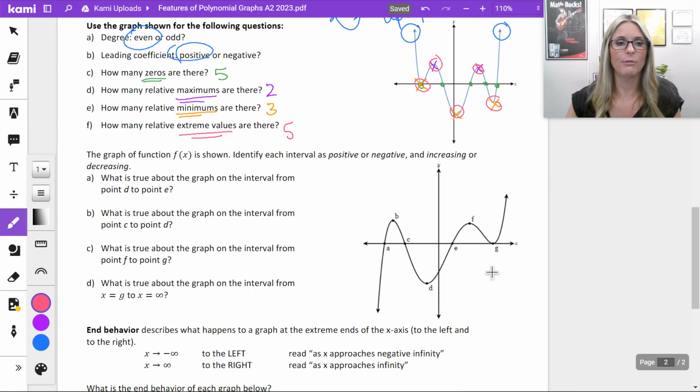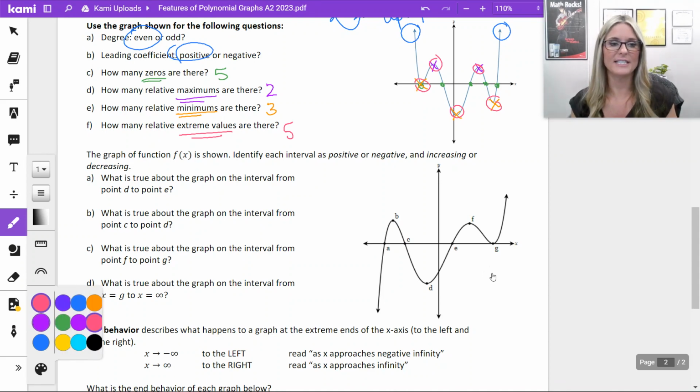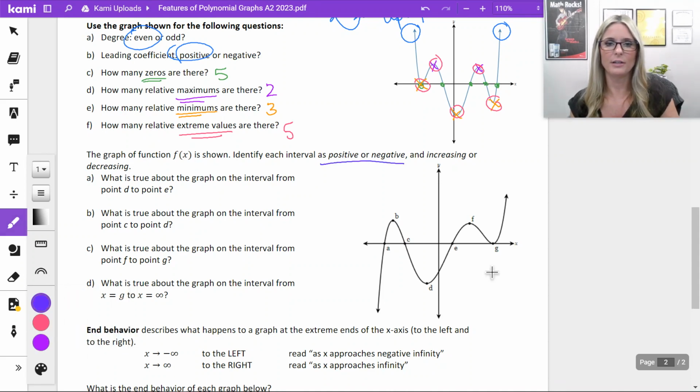We've done this section before. The graph of a function f of x is shown. Identify the interval as positive or negative, and then increasing or decreasing. So 2 different questions here that we're going to label.